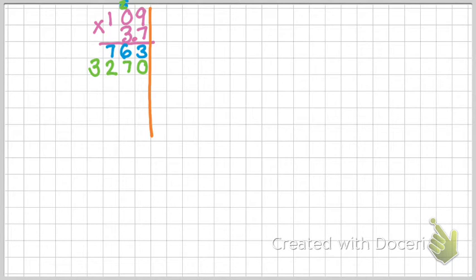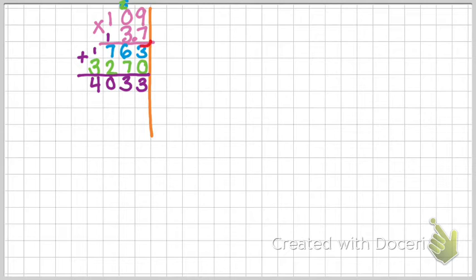Now that I've done all that, I'm going to add it all together, straight up and down. 3 plus 0 is 3. 6 plus 7 is 13. 7 plus 1 plus 2 is 10. Carry the 1. 1 plus 3 is 4. I know that 109 times 3.7 will not give me anywhere near 4,033. So I need to pay attention to those decimal places.